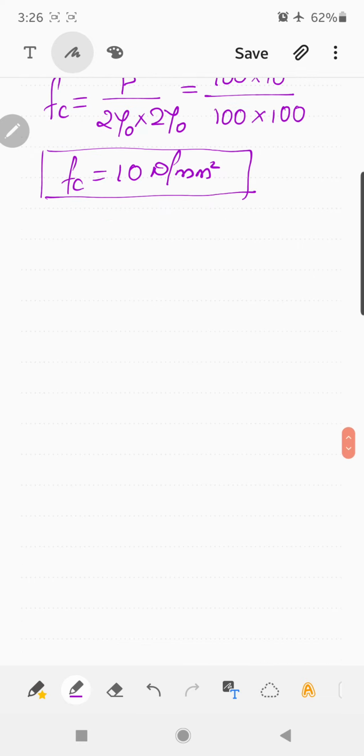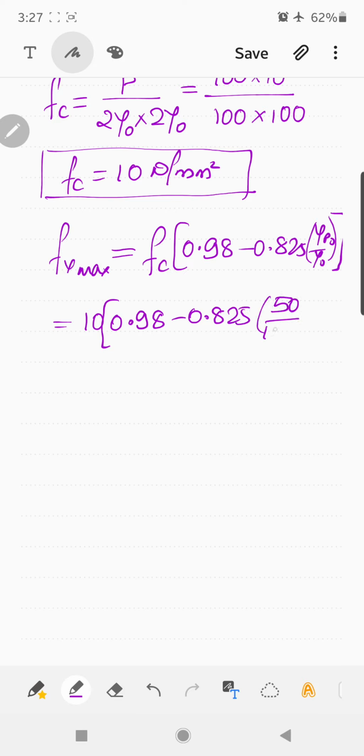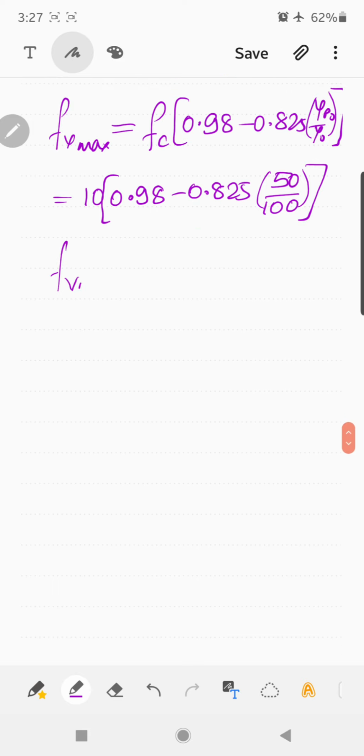With FC you can calculate FV max. So your FV max equation is FC into bracket 0.98 minus 0.825 into yp naught by y naught. So FC value 10, 0.98 minus 0.825 into 50 by 100. So this FV max comes around to be 5.675 Newton per mm square.